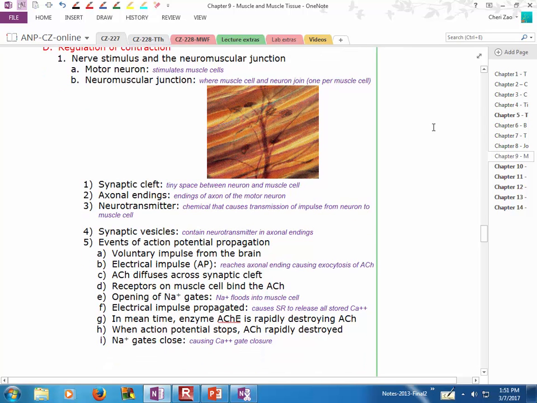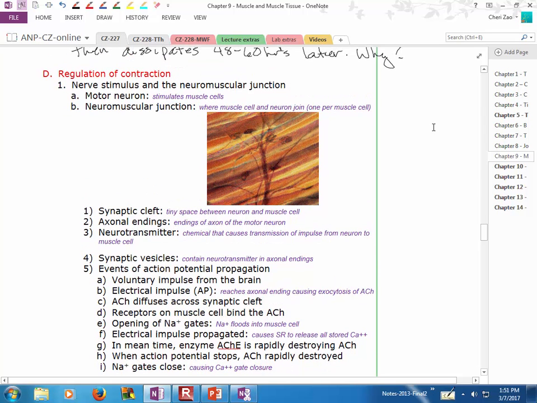So regulation now of a contraction. Contraction is a bunch of sarcomeres shortening, because if one sarcomere shortens, isn't it next to another sarcomere, which is next to another sarcomere, which is next to another sarcomere? So when one sarcomere shortens, which is what we just talked about, they all shorten. And when they all shorten, what happens to the overall length of that muscle cell? It shortens. That's the contraction that we're actually looking at.